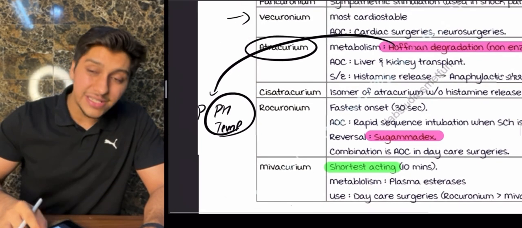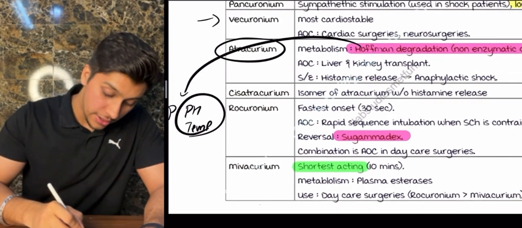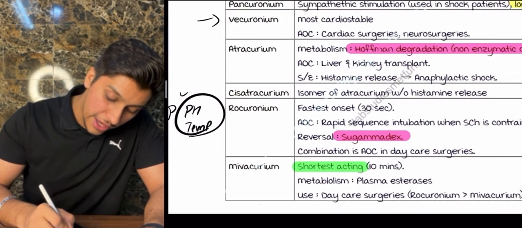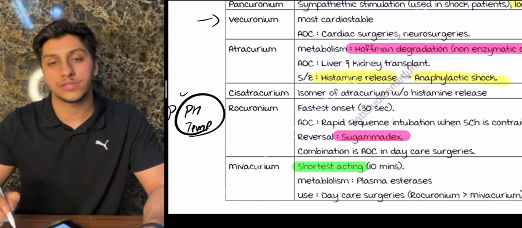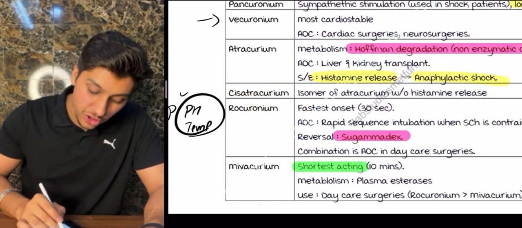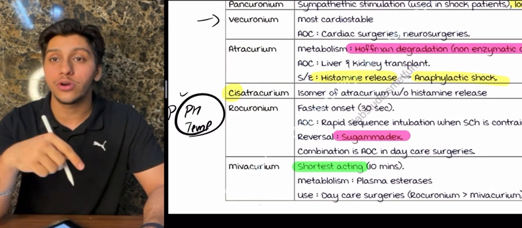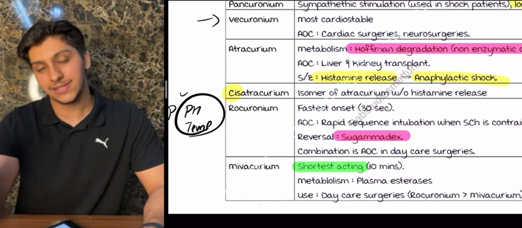So remember, what is the additional side effect of atracurium? In atracurium, remember that you will have histamine release, due to which you will have anaphylactic shock-like symptoms. So what was cis-atracurium? Cis-atracurium is nothing but an isomer of atracurium which does not have this side effect.